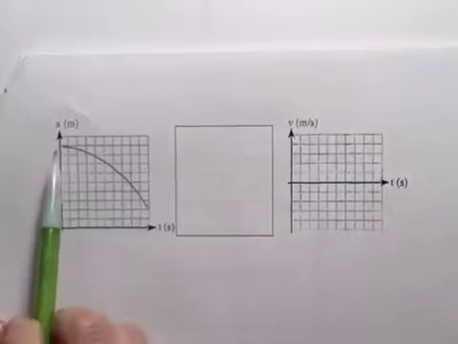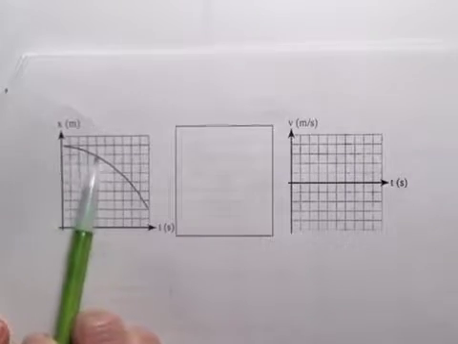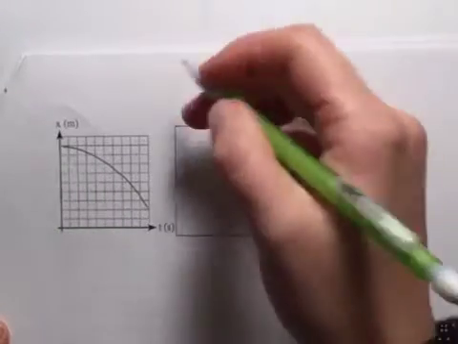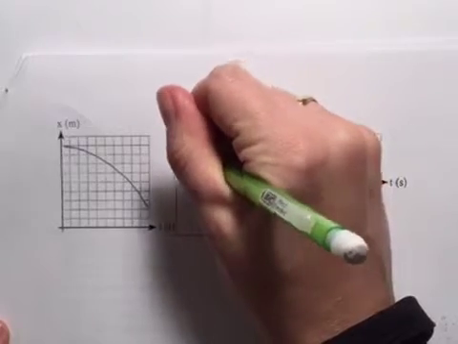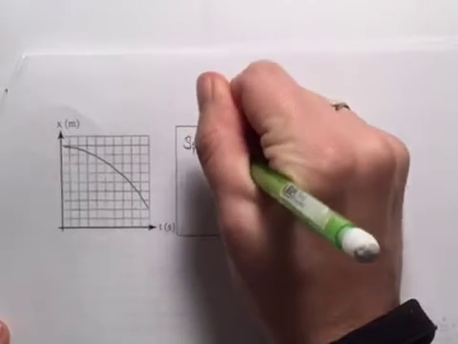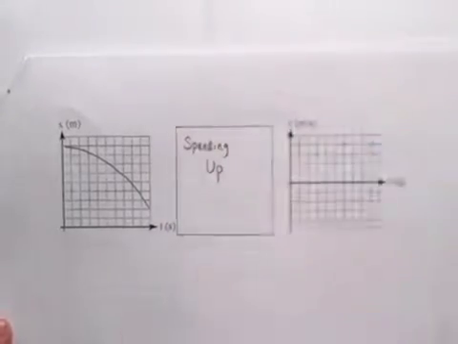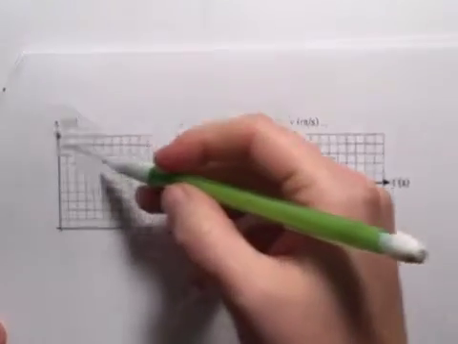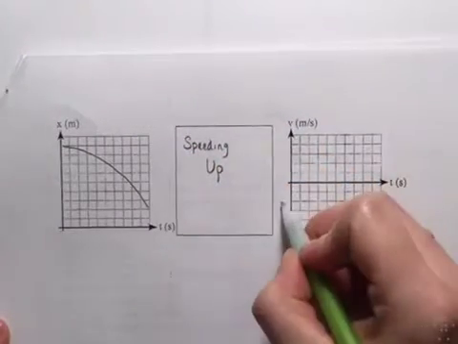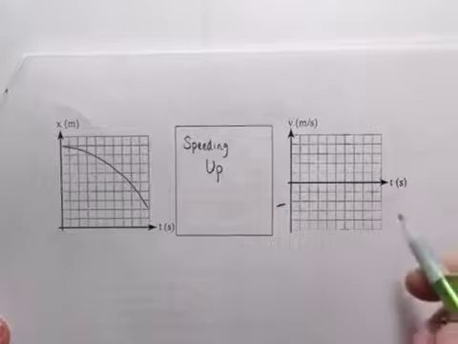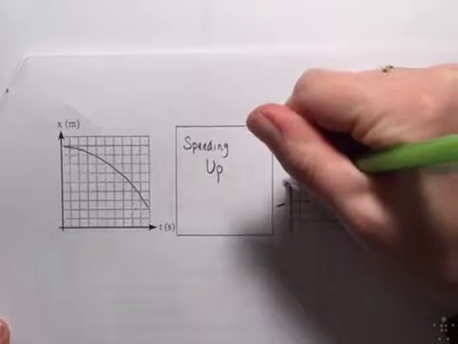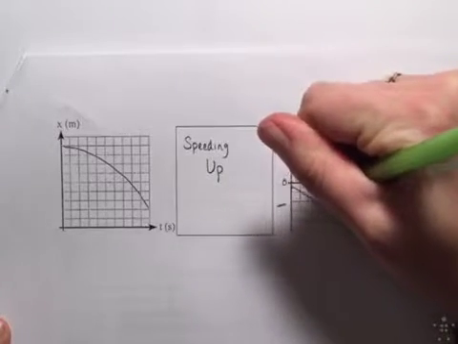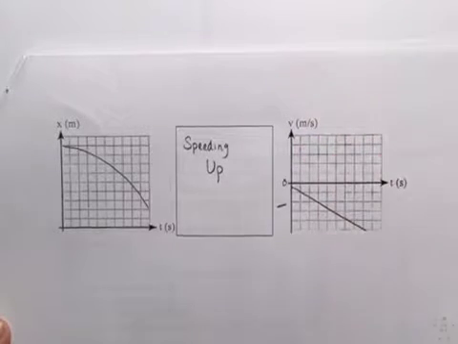This one, you have very little steepness to begin with, and then it gets steeper and steeper as you go, which means that it's building up speed. So that one's definitely speeding up, moving toward 0, so it's negative, so it's going to be down here in the bottom. It's speeding up, so you're going to start closer to 0 and then start moving away like this.